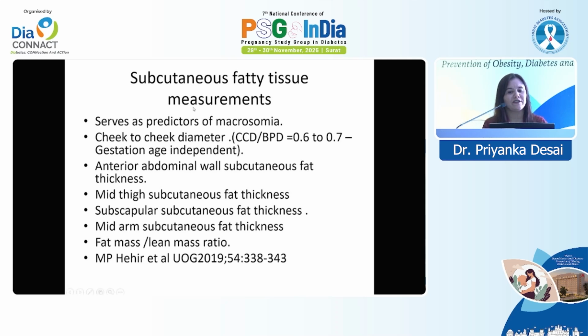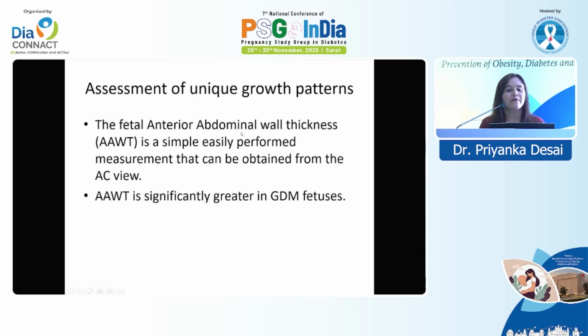So what are the subcutaneous fatty tissue measurements? They mainly serve as predictors of macrosomia. So what are the measurements that we take? One is the cheek-to-cheek diameter, then anterior abdominal wall subcutaneous fat thickness, mid-thigh subcutaneous fat thickness, subscapular fat thickness, and mid-arm subcutaneous fat thickness. And we also take the fat mass to lean mass ratio. The fetal anterior abdominal wall thickness is a simple, easily taken measurement that can be obtained from the abdominal circumference view, and this thickness is significantly greater in GDM fetuses.